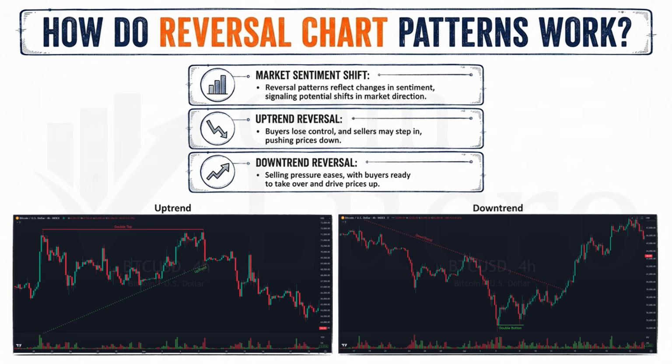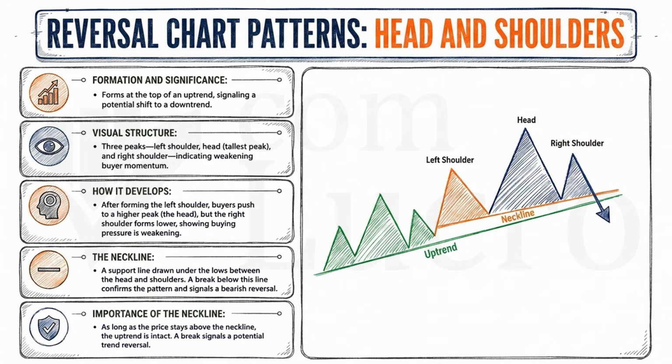At their core, these patterns represent a shift in market sentiment. They show how the interaction between buyers and sellers begins to change as the current trend loses momentum. During an uptrend, buyers are normally in control and continue pushing price higher. When a bearish reversal pattern begins to form, it suggests that buyers may be losing strength, while sellers are becoming more active. During a downtrend, sellers are normally in control and continue pushing price lower. When a bullish reversal pattern develops, it may indicate that selling pressure is weakening and that buyers are beginning to regain control.